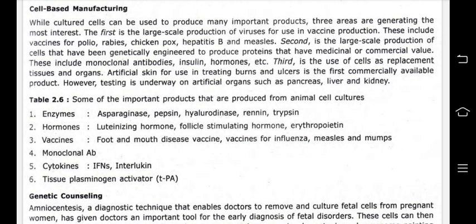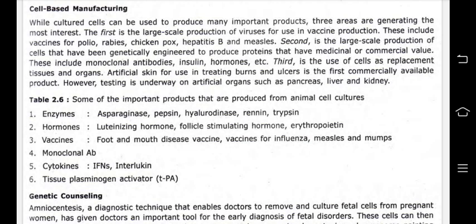Third is the use of cells as replacement tissues and organs. Artificial skin for use in treating burns and ulcers is the first commercially available product. However, testing is underway on artificial organs such as pancreas, liver, and kidney.